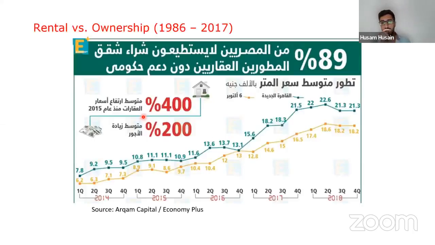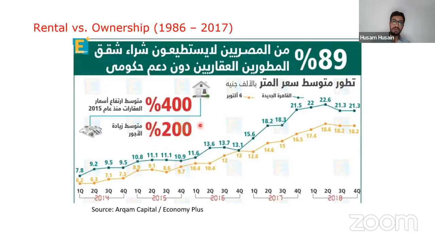At the same time, if we look at the rates of rental versus ownership between 1986 and 2017, according to the news, 89% of Egyptian people cannot afford to buy units or properties without support from the government. And this number is increasing. What is really shocking here is these two numbers.